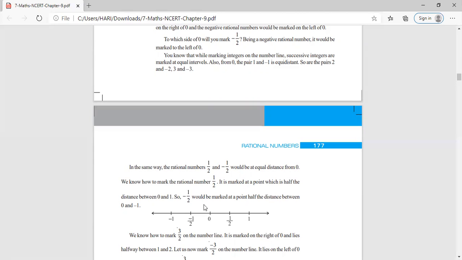Here the denominator is 2. So the distance between 0 and 1 is divided into two equal parts. Suppose instead of 1 upon 2, the fraction is 1 upon 5, then the distance between 0 and 1 will be divided into 5 equal parts. And if it is 1 upon 7, the distance will be divided into 7 equal parts. In the same way, according to different denominators, we can mark the rational numbers on the number line.